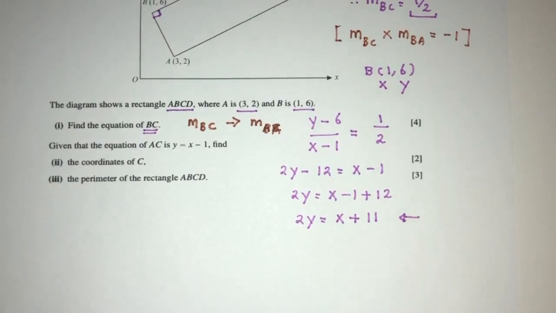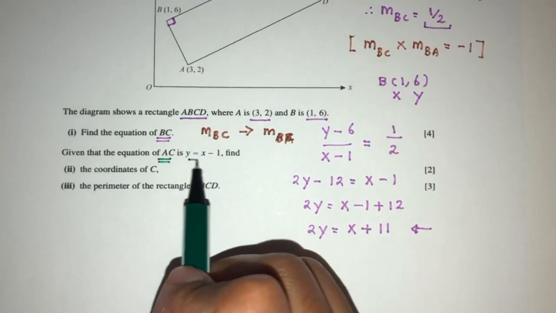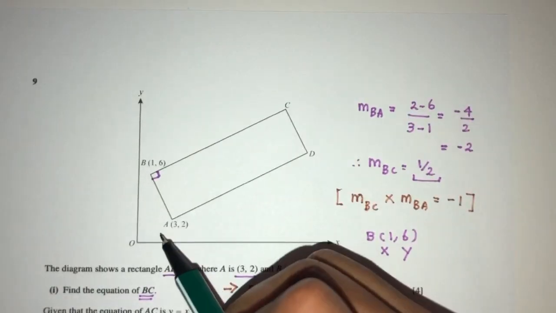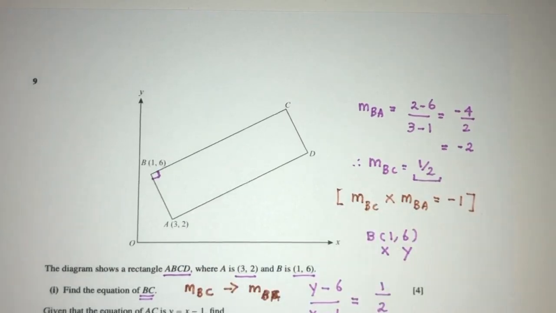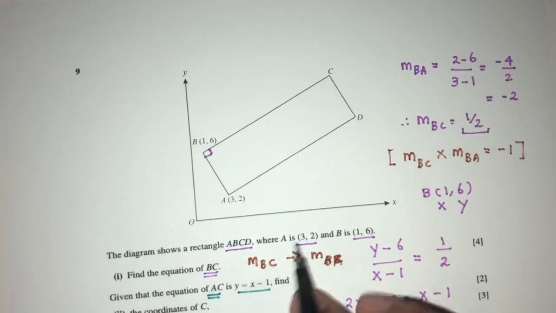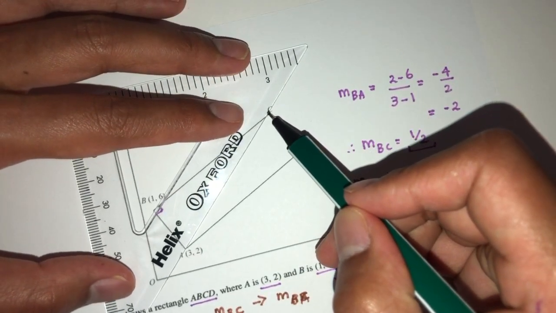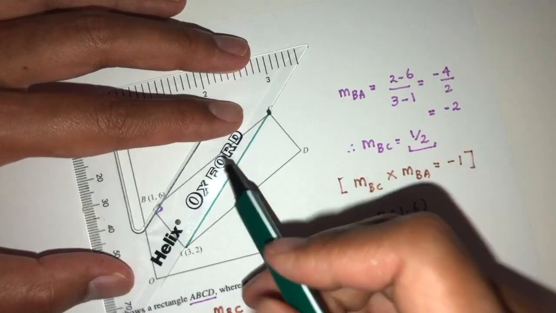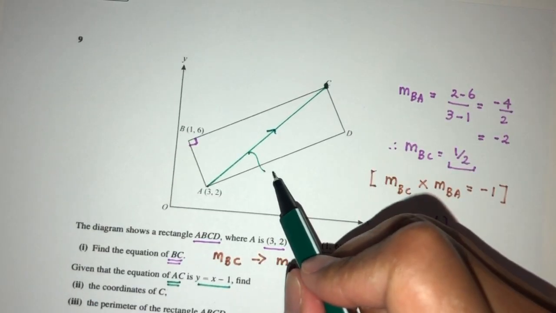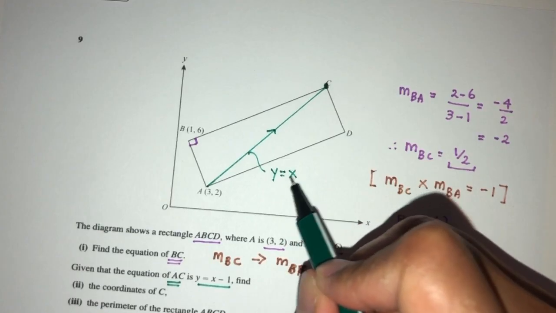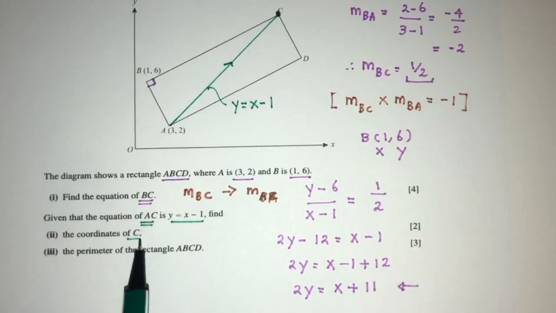Now for part 2, given that the equation of AC is this. Now where's AC? AC will be this line. So if you join A to C, this will be given to you by this equation, which is y equals x minus 1. Now the question is, we have to find the point C. Pretty easy.